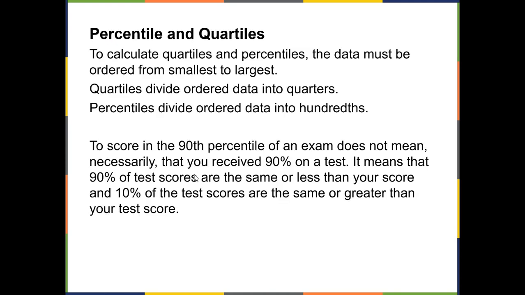The first thing we're going to do is learn how to compute percentiles and quartiles. To calculate quartiles and percentiles, we do need to have the data ordered from smallest to largest. Quartiles divide the data into quarters, and percentiles divide the ordered data into hundredths.